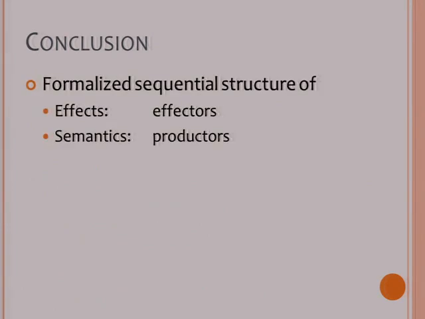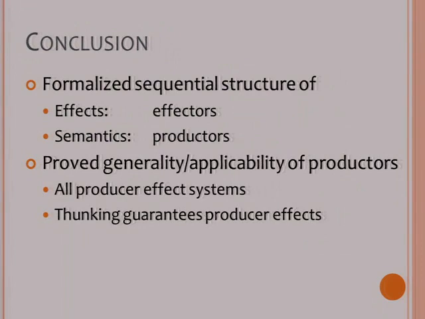And so, to conclude at this point, what I've done here is give a formalization for the sequential aspects of effects, using effectors to formalize the static properties of effects and productors to formalize the semantic properties of effects. And I also showed exactly when these kinds of formalizations can be applied. In particular, these productors are guaranteed to be applied to any producer effect system. And these producer effect systems are common in our system because we have this basic assumption that computations and functions are values.